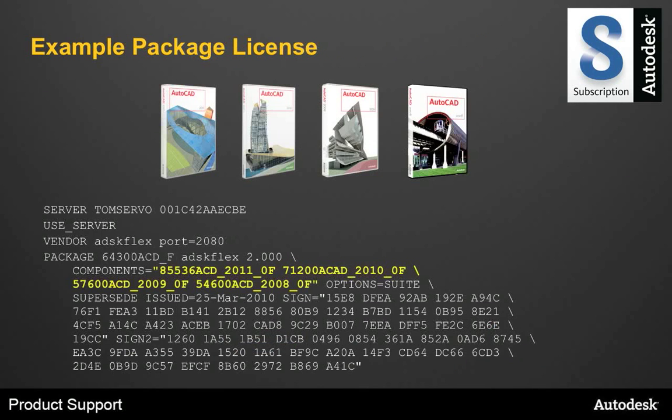Here's an example of a package license. I know we saw one earlier when we were looking at the license file, but we'll take a look at this one again. So this is a package license for AutoCAD 2011, and the area highlighted in yellow there shows the 4 feature codes for 2011 through 2008. In terms of borrowing or cascading, package licenses work the same way as regular licenses. If you get a new package license file, it will supersede any older license file.